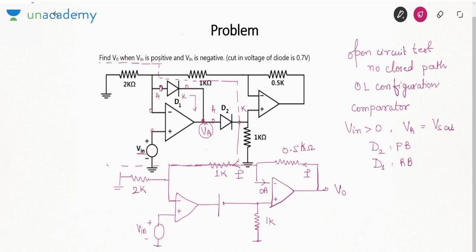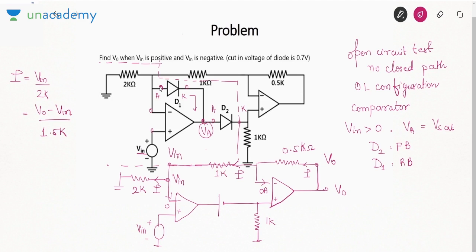Due to negative feedback, I can apply virtual ground. The voltage here is Vin. So what is the current here? Since the current here is 0, this current is also I. So I can write I as simply Vin over 2K. The voltage here is Vin. The voltage here is V0. I can also be written as V0 minus Vin by 1.5K.